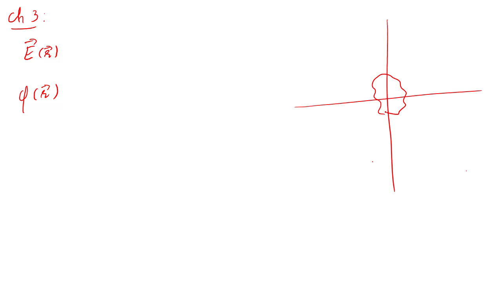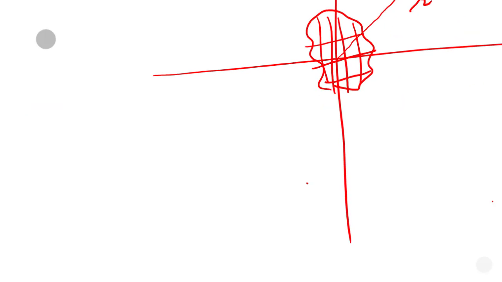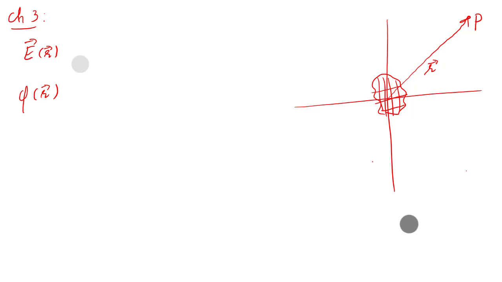Essentially, we have derived in general the expressions for the electric field E of R and also an expression for the potential phi of R. So if I have an arbitrary charge distribution and we are interested in the field or potential at point P, which is at a distance R from the origin, then I can divide this volume into small segments and I can go to each segment and treat it as a point charge.